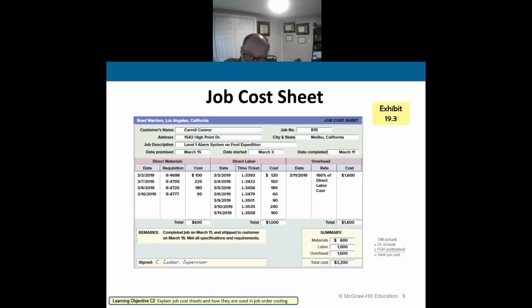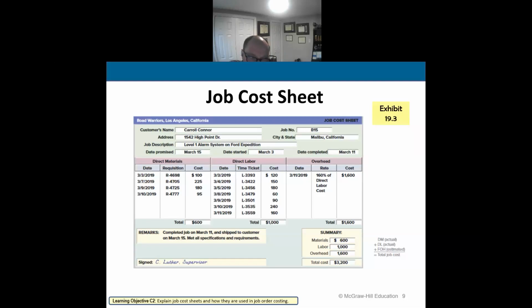How do we apply factory overhead? There's a couple different ways. I could apply factory overhead based on a percentage of direct labor. I can apply factory overhead based on the total budgeted labor hours.